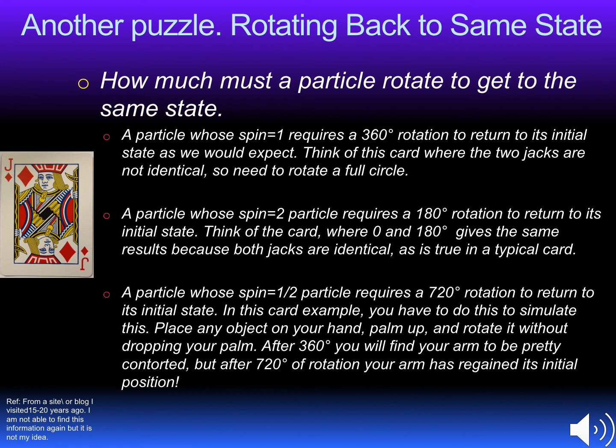To simulate this 720 degrees, you place the card on your hand, palm up, and rotate it without dropping your palm. After 360 degrees, you'll find your arm to be pretty contorted, but after 720 degrees of rotation, your arm has regained its initial position. I've tried this myself, and it helps to at least visualize the 720 degrees, but nobody fully understands why the fermion has to rotate 720 degrees to get back to its initial state.